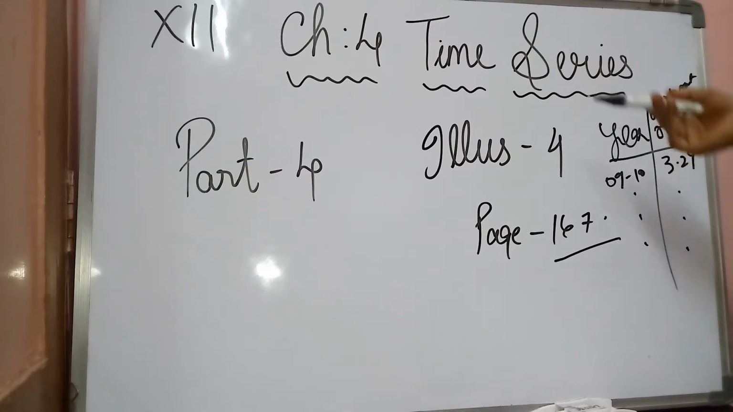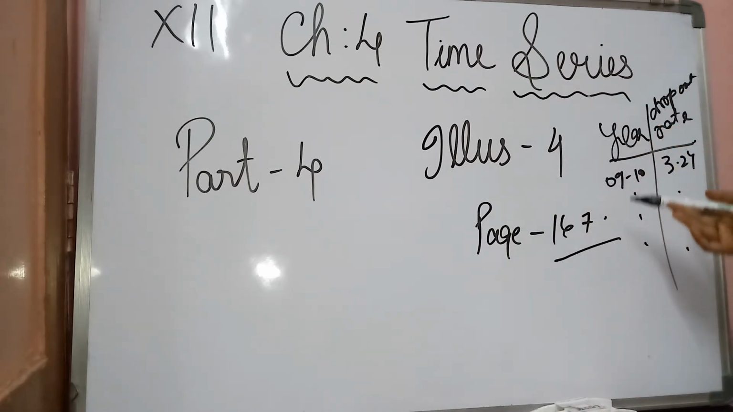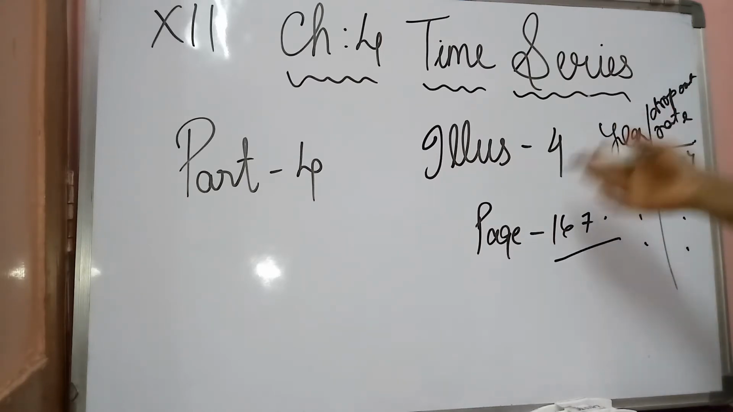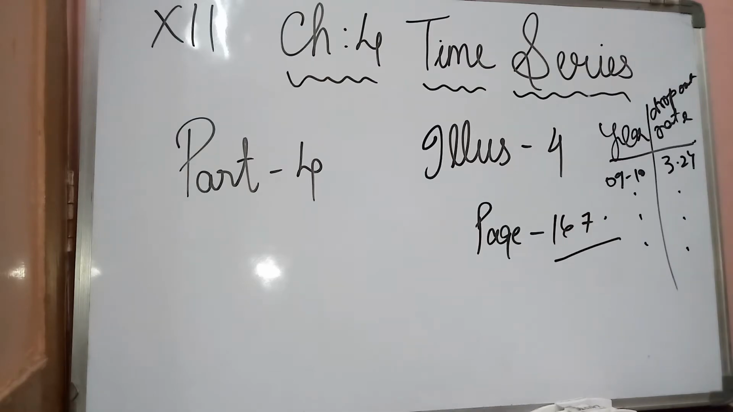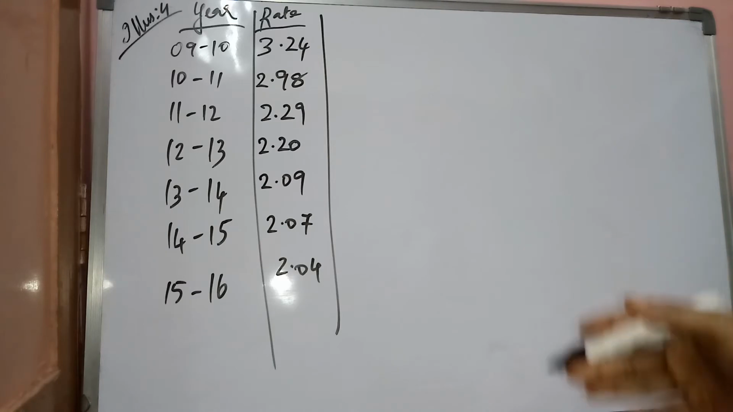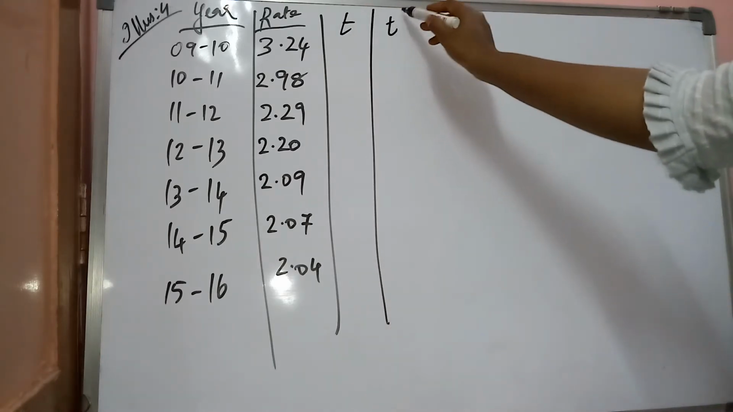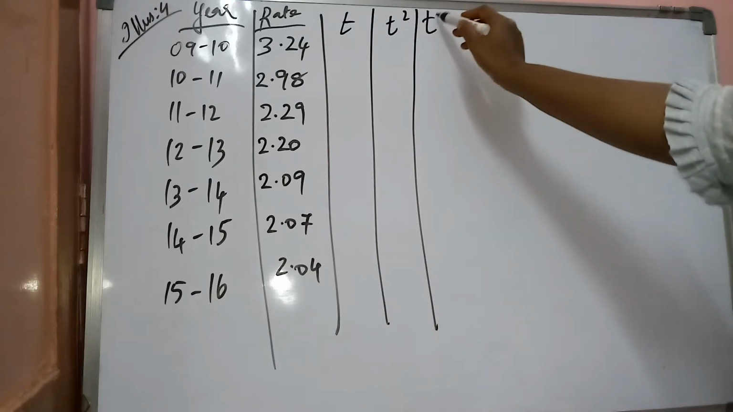Now what they are asking is to estimate the dropout rate for students from 1st to 5 for the year 2016 and 17 by fitting a linear equation for trend. So now let's do that. For this you have to prepare the table. So the first table is this much data that has been given to you in your question. Now make 3 more columns, that is first your t, then your t square, then your ty.